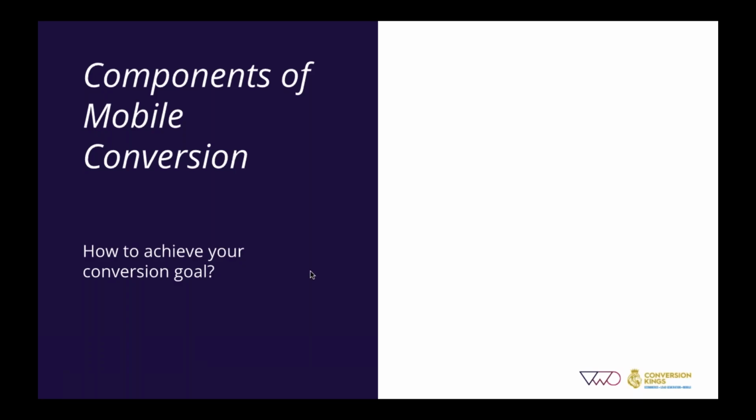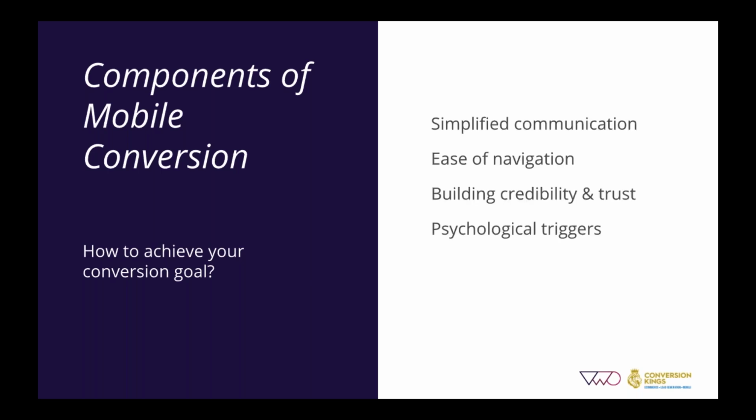Now we discussed a lot of things: that there has to be intent, there has to be behavior, we need to understand the level of attention for the user, and it all boils down to these 4 things. We need to have a simplified communication, just give them a context about what you're offering. There needs to be an ease of navigation.